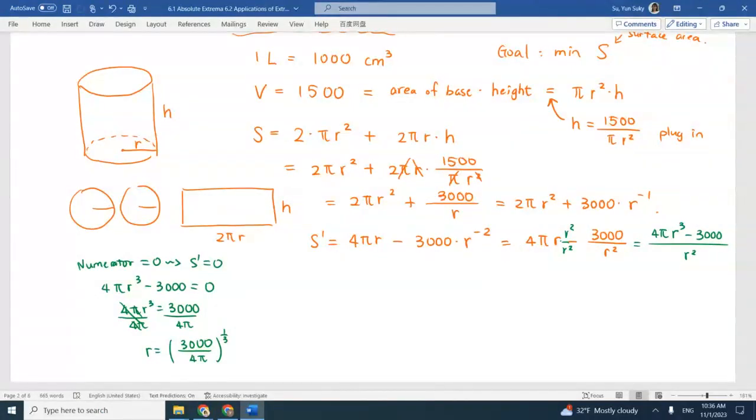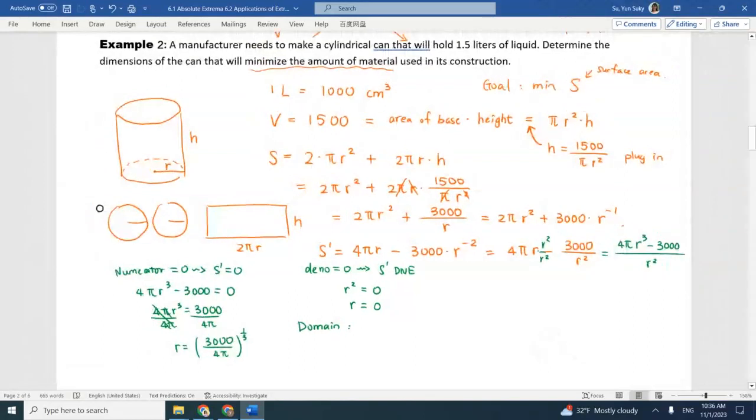Okay, this is the numerator. And then the denominator equal to 0. It corresponds to the derivative does not exist. Denominator r squared is 0. What is r? 0. Yes. Okay, now let's figure out the domain of r.